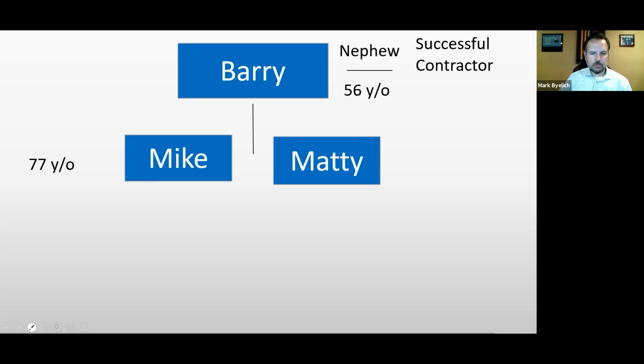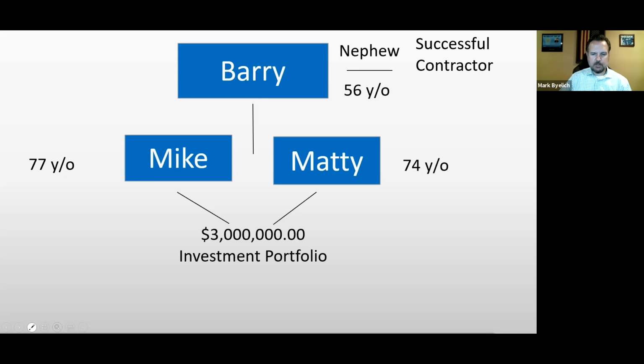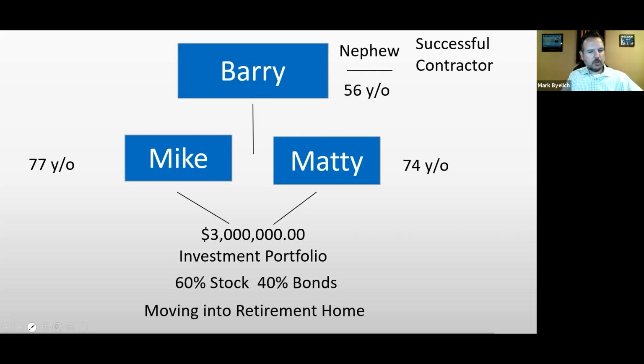Mike was 77 years old. Maddie was 74 years old. They had $3 million together in an investment portfolio. It was a 60% stock, 40% bond portfolio. Very simple, very common, that 60-40 portfolio. They're moving into a retirement home. The idea was they wanted Barry to start helping them with their funds. So they came to me. This was while I was still at one of the banks.